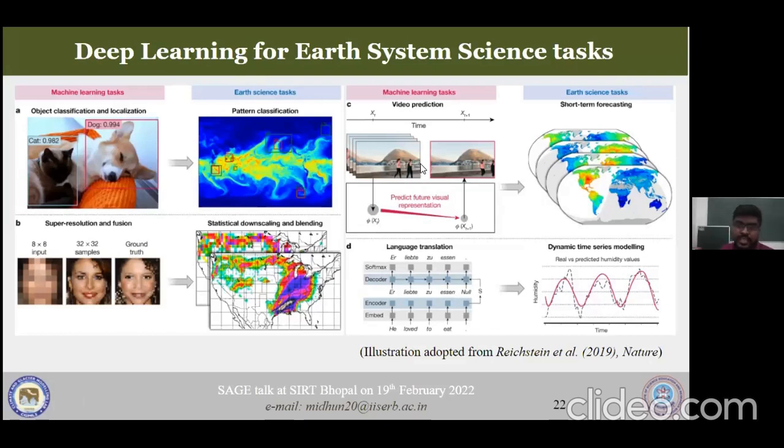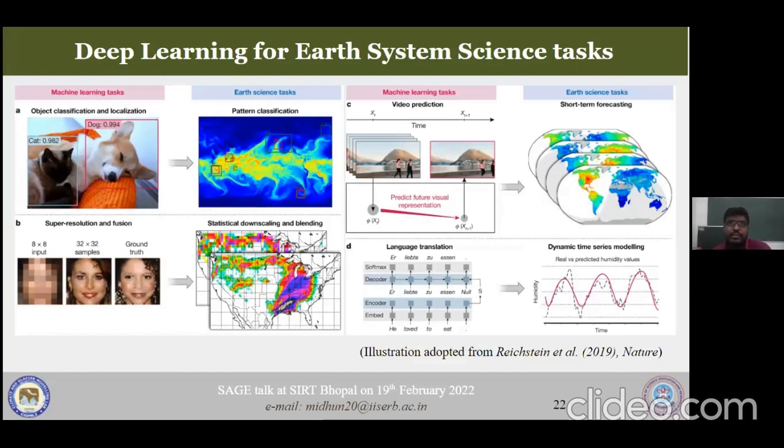Then another one is next frame prediction, like video prediction. Similarly, short-term forecasting, the time-evolving things, can be trained from data, and that can be used as a model. Then language translation is simply time series translation. So the dynamic time series modeling. These are just examples I'm showing to you.